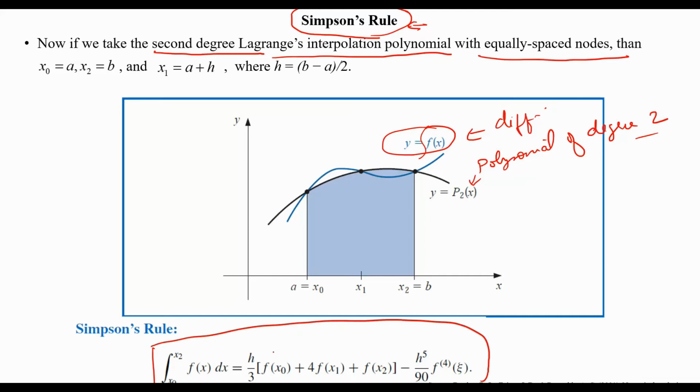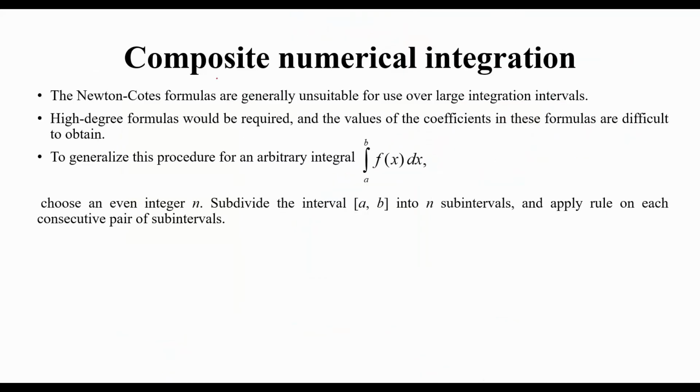I used the second degree polynomial and integrated between x0 to x2, and we get the formula for Simpson's rule. Now the formula which I have shown is generally unsuitable for a large integration interval, because there will be a large amount of error.